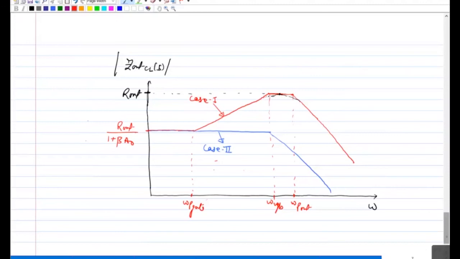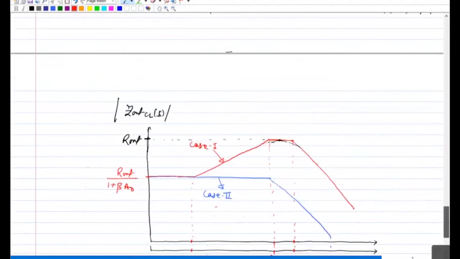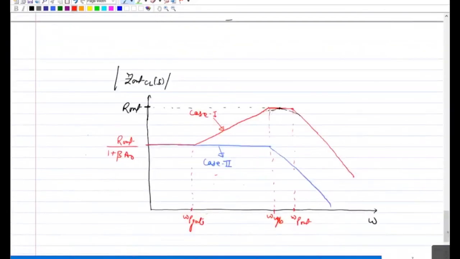Omega p gate is non-dominant, so there the blue curve will be different. I mean, we have not considered that. You mean after UGB? Yes, after UGB. Right. So after UGB, what do you have? You have both the pole and zero. Right. So why would it be different?